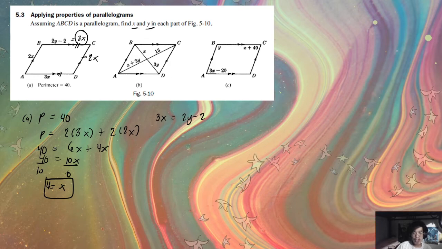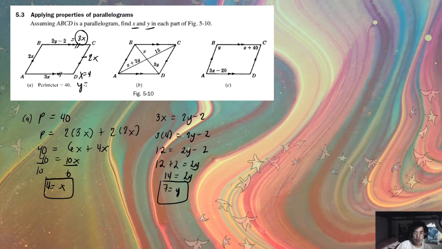Since we know that the value of x is equal to 4, this 3 times 4 is equal to 2y minus 2. 12 is equal to 2y minus 2. So 12 plus 2 is equal to 2y. 2y is equal to 14, and therefore y is just equal to 7. Okay, for letter A, x is equal to 4, y is equal to 7. For letter B, let's try to solve this problem.